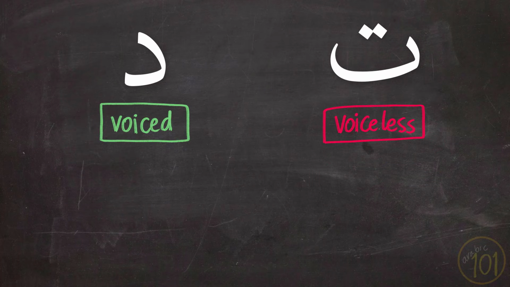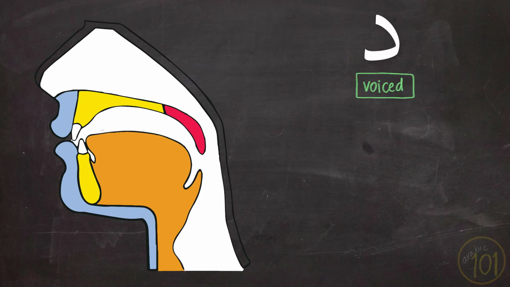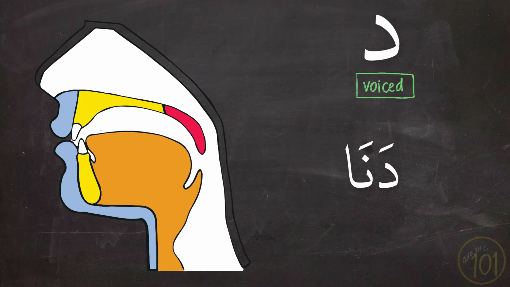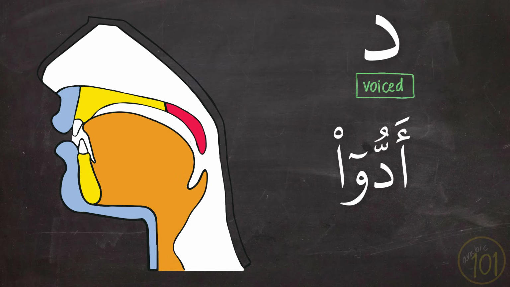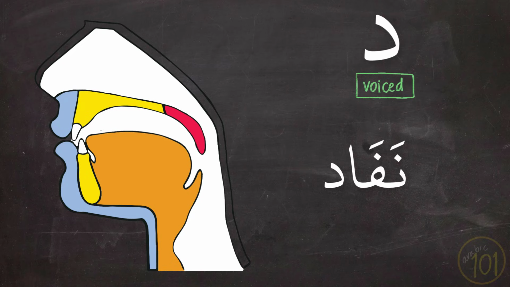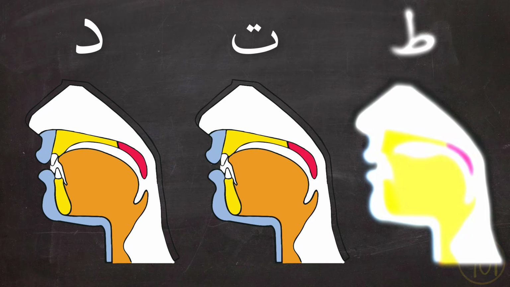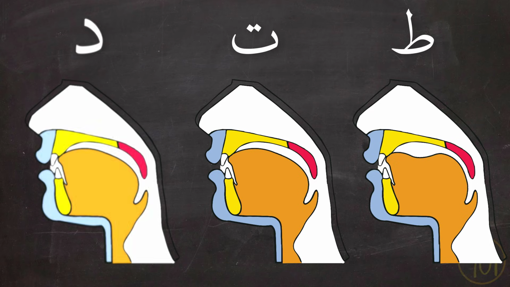And that is exactly the difference between the sounds of dal and ta. Ta is voiceless, while dal is voiced. Ad, ad, ad, dana, addu, nafad. So this is the technique for the three similar letters, ta, ta, and dal.